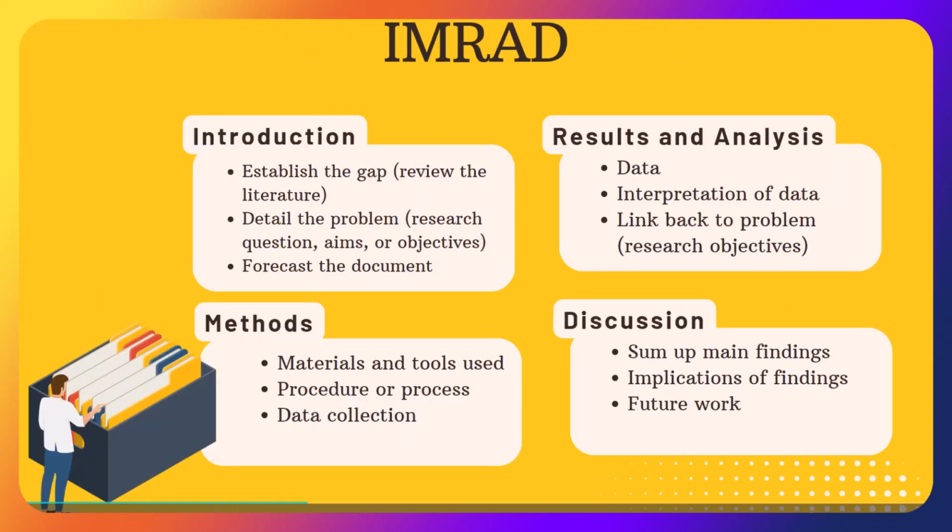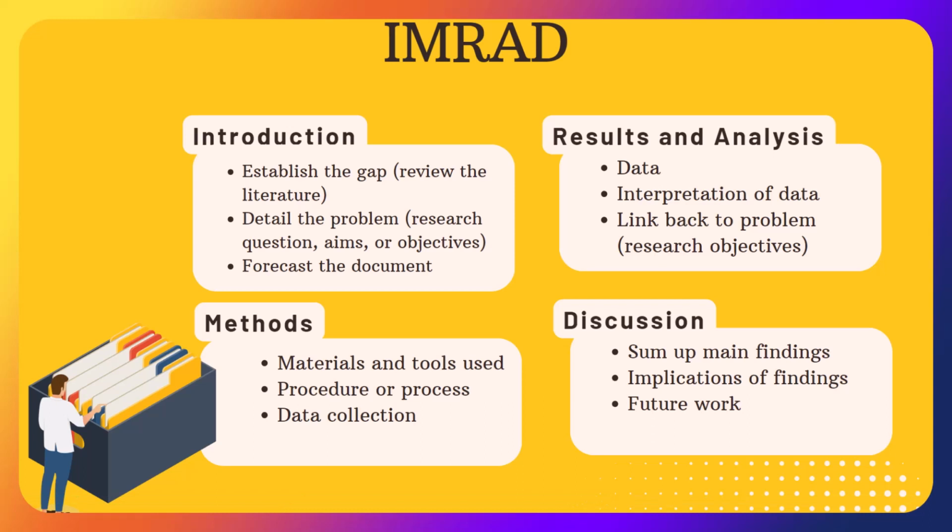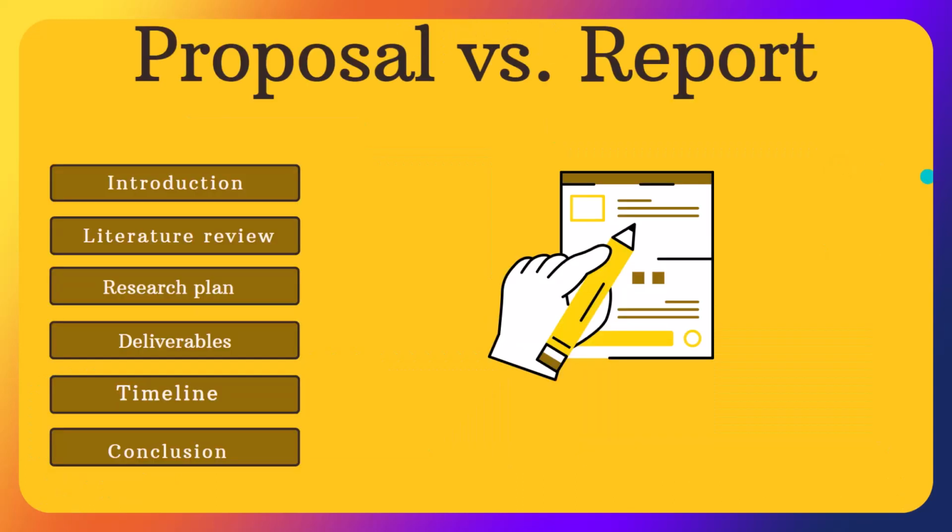These are the main parts of a report. The introduction establishes the need for the research, describes the objectives of the research, and then previews the remainder of the document. The methods detail the procedure or process the researchers undertook to answer the research questions and to generate data. The results and analysis section presents the main findings, usually our data, and then interprets that data. The discussion sums up the main findings and discusses the implications of this study and often includes a discussion of future work.